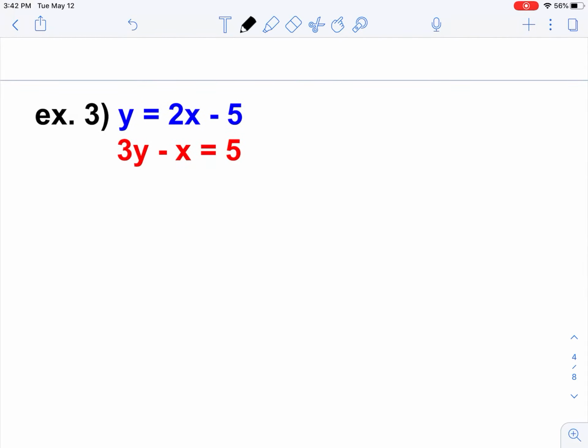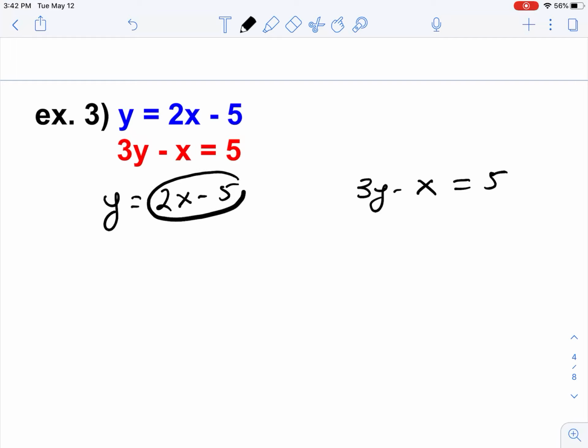Here's just one more example. Again, we've got a variable that's by itself in the blue equation. We've got y by itself this time. y equals 2x minus 5. So let's set this up side by side. y is equal to 2x minus 5, so we're going to circle that, and we're going to bring it over and substitute it in for the y.